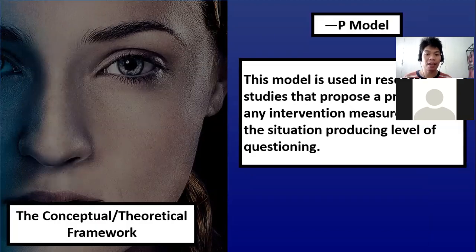And we have key model. This model is used in research studies that propose a program or any intervention measure. It fits the situation producing level of questioning. Ito namang P model, if you want to implement a program, if you want to have policies or regulations sa school, but before you can come up with that, you're going to make sure if the program, the policies, the regulations, effective ba siya i-implement. So you can use P model para sa ganyang investigation or research.